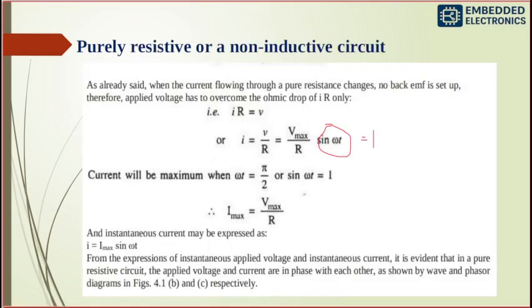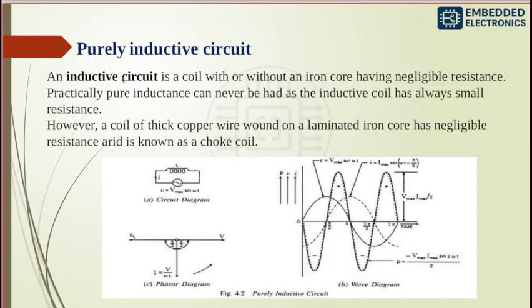So next is the purely inductive circuit. An inductive circuit is a coil. Coil means this is inductance, with or without an iron core, having negligible resistance. Here we are considering only the inductance. Practically, pure inductance can never be had, as the inductive coil always has small resistance. However, a coil of thick copper wire wound on a laminated iron core has negligible resistance, and that is known as the choke coil.